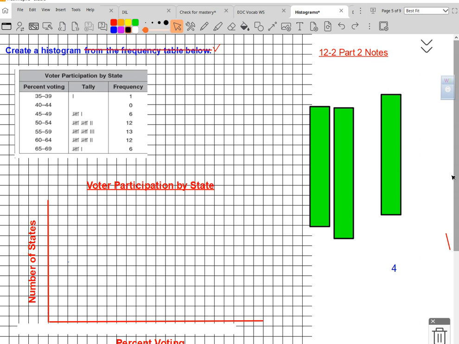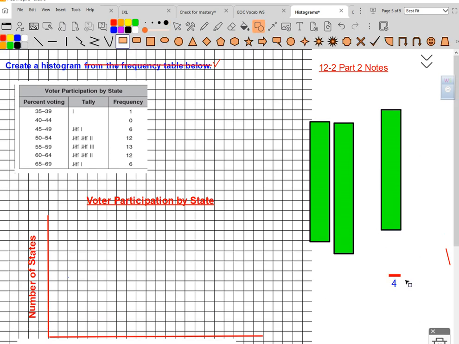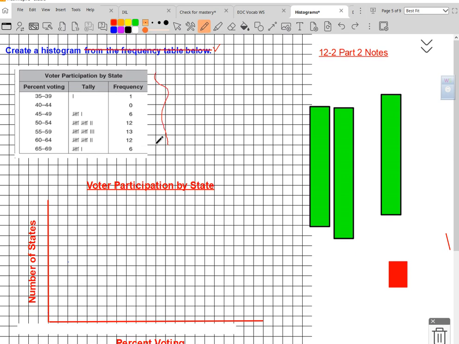That's good. All right. So right now, Eden, I know you were in the restroom. So this is where we're starting. 12-2 Part 2 notes. Create a histogram. You don't have to write the frequency table. We're going to use it, but I told them they don't have to write that. That's okay.